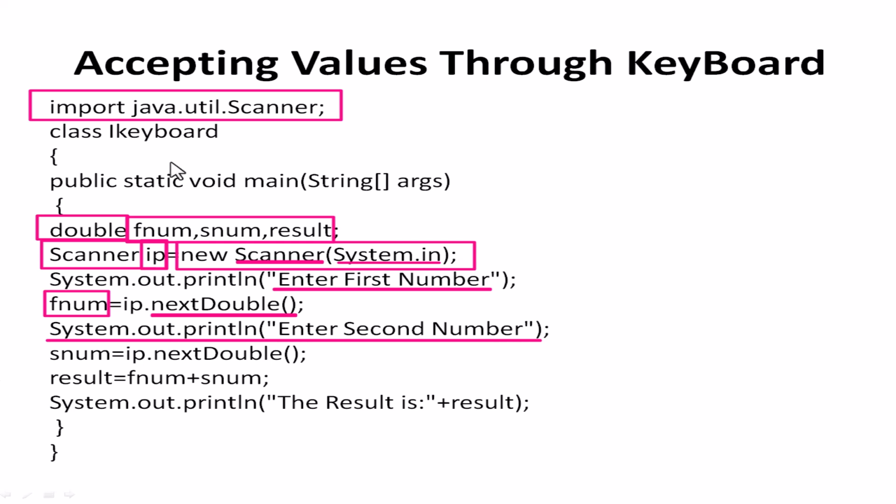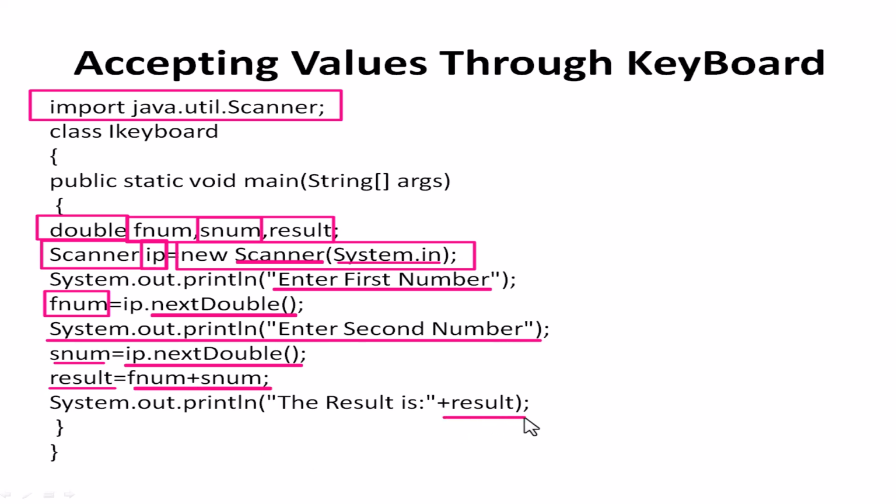What is the second number? Here you have already declared the second number. So second number equals input.nextDouble. ip is an object of Scanner. Now you are going to define the result equal to first number value plus second number value, and then we are going to print the result.